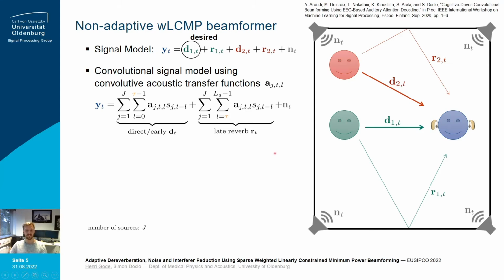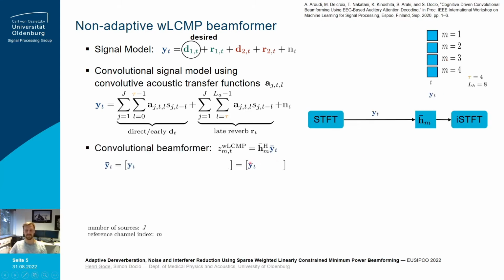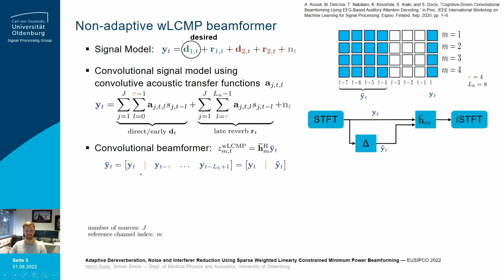Now, to give an estimate of the desired target signal, the wl.CMP filter H bar is applied to a stacked multi-frame signal vector y bar containing the current frame y_t and some past frames. Note that the filter is not applied to the tau most recent frames, so there's a gap in the stacked signal vector seen by this orange line here. And if you look here, there's another representation of this signal vector which contains all the blue frames, but the white frames correspond to the gap of the tau-1 most recent frames.